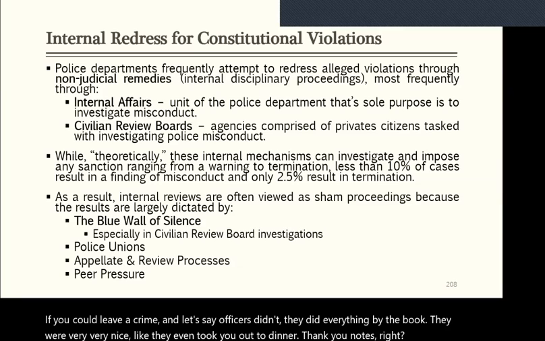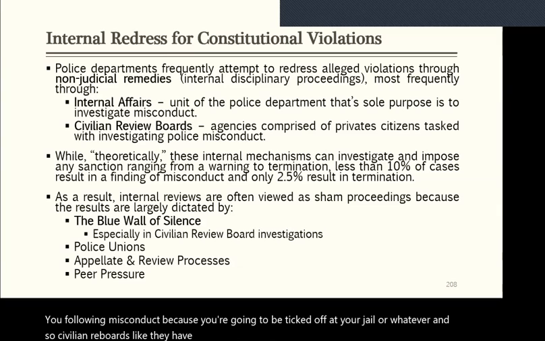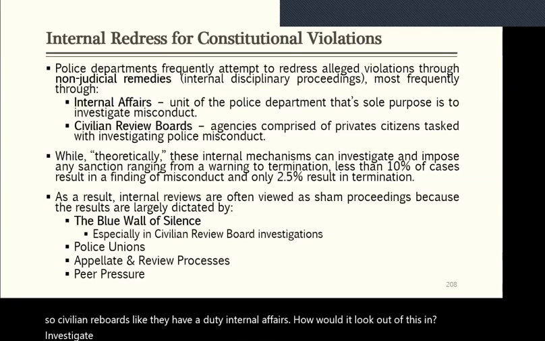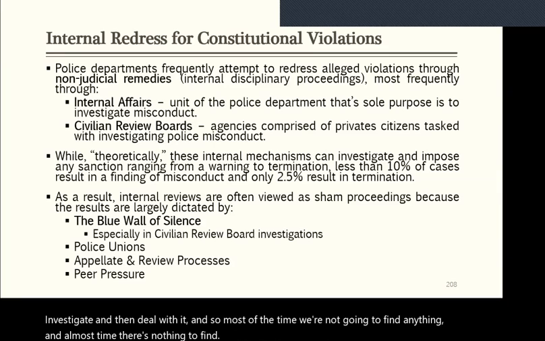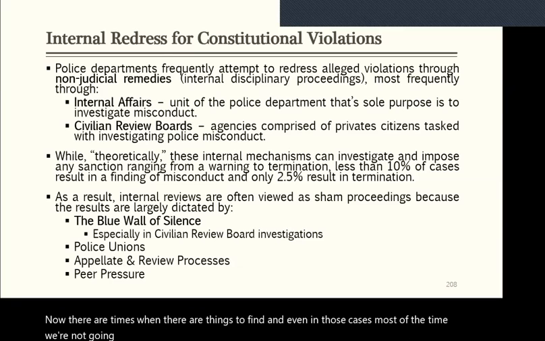You're going to file misconduct because you're going to be ticked off that you're in jail or whatever. And so civilian review boards, internal affairs, have a duty to look at this and investigate and then deal with it. Most of the time, we're not going to find anything. Most of the time, there's nothing to find. Now, there are times when there are things to find. And even in those cases, most of the time, we're not going to issue a finding of misconduct, right?